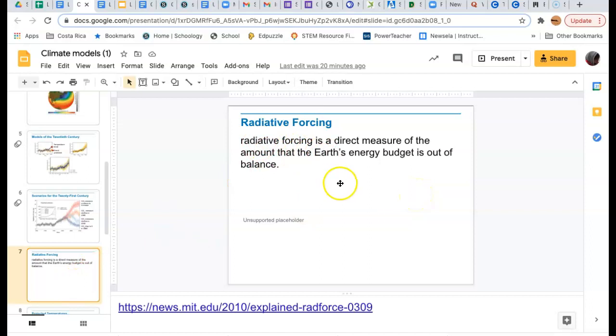And it's pretty much never zero, right? If it is below 0, it means cooling. If it's above 0, it means warming.